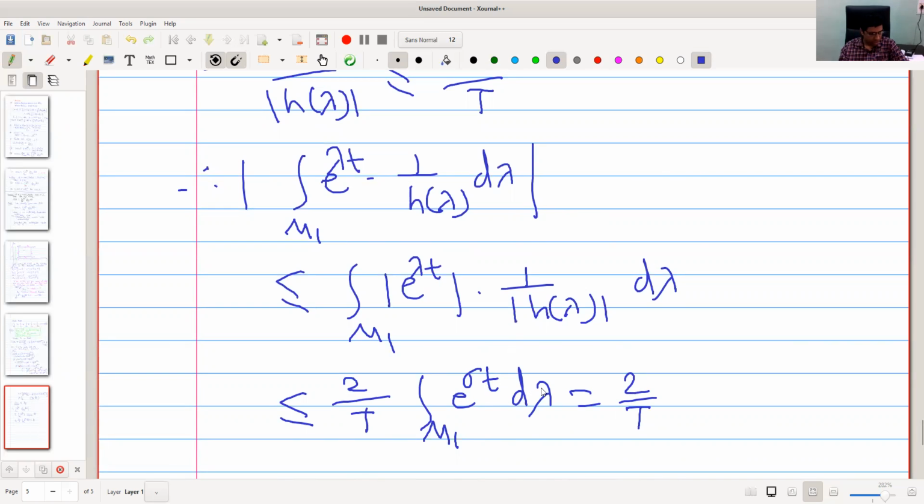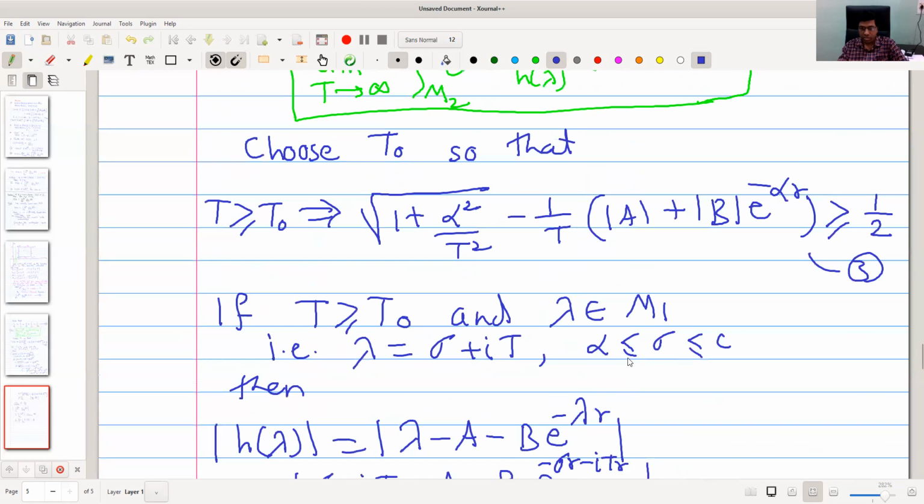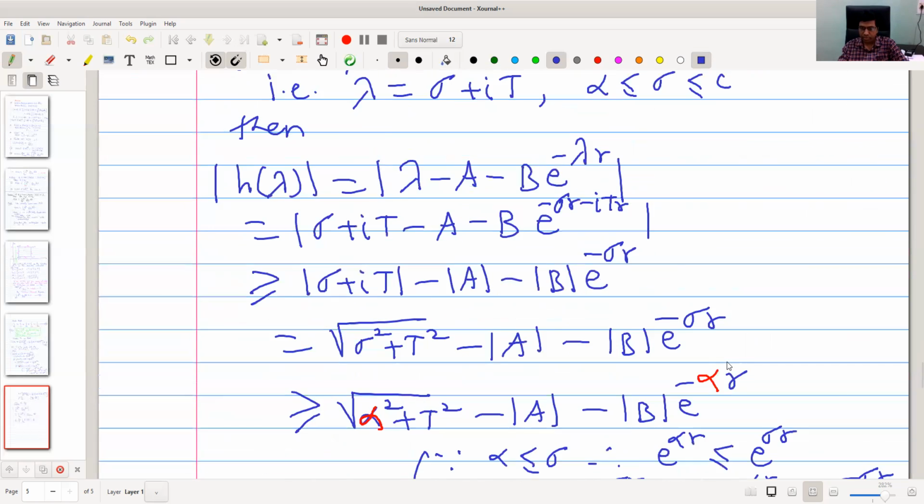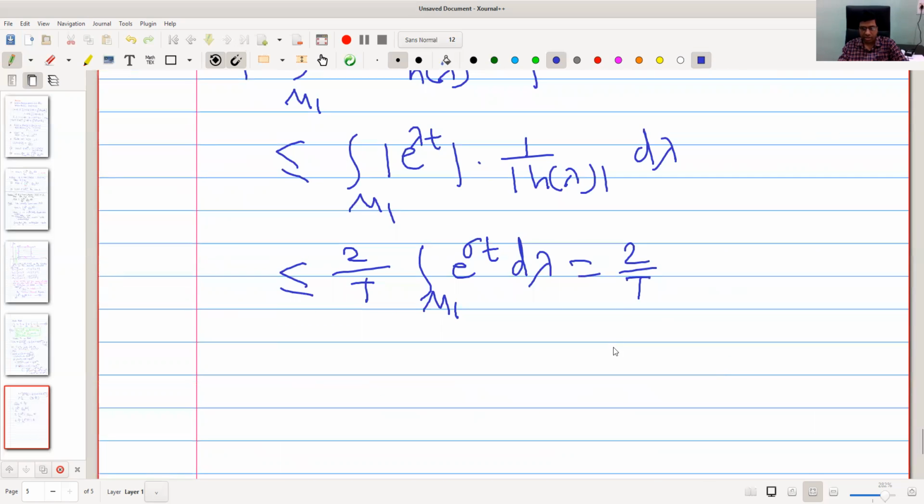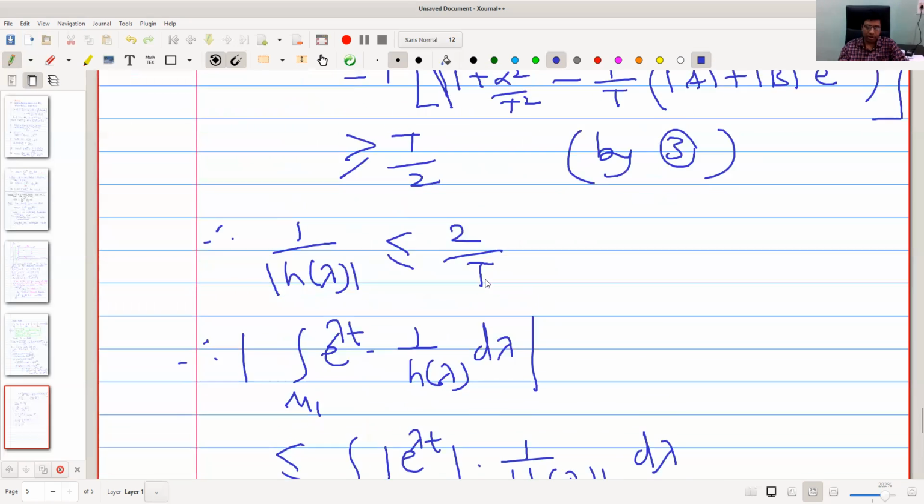and sigma. What are the bounds on sigma? Sigma is between alpha and c. Okay, so sigma is less equal c, so that we can write this as less equal 2 by t. The bound on e raised to sigma t is e raised to ct, because sigma is less equal c. Okay, and this is integral along m1 of d lambda.